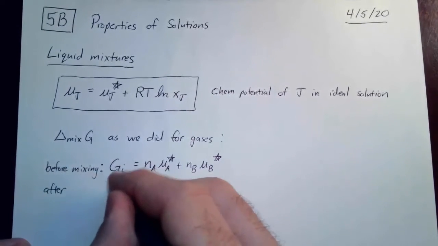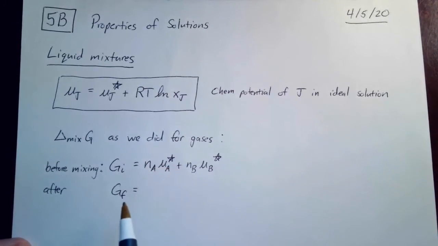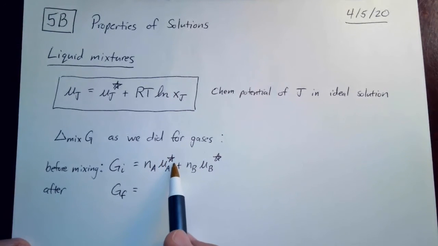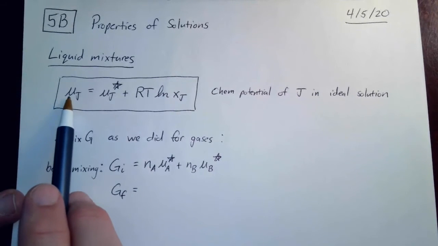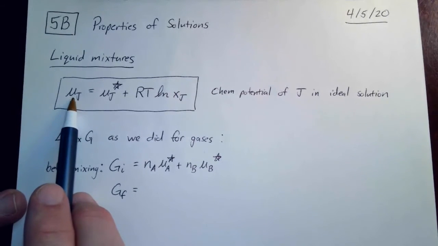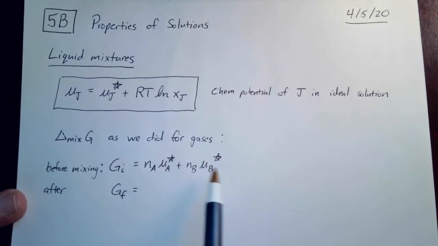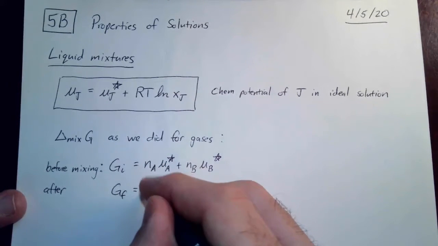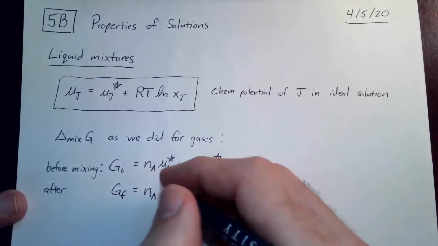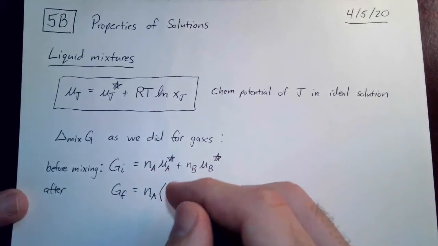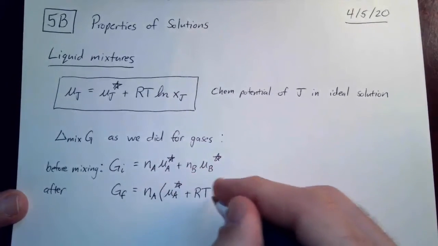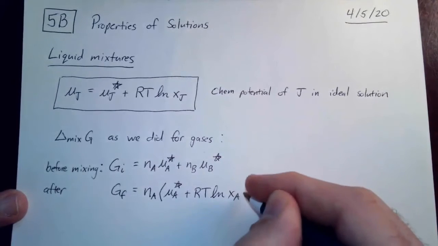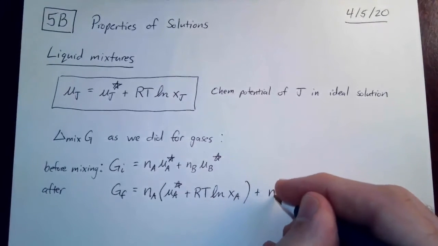After mixing, the new Gibbs energy, we're going to have to replace this. This is no longer a pure substance. It's now in a solution. So we're going to use this formula here to replace mu A and mu B. So it'll look like nA mu A star plus RT ln XA, and same thing for nB and mu B.